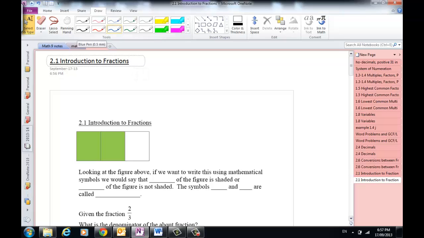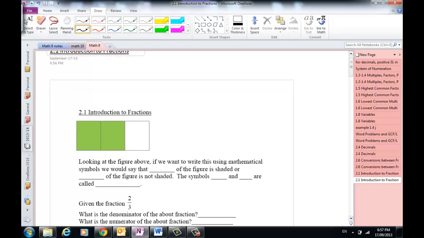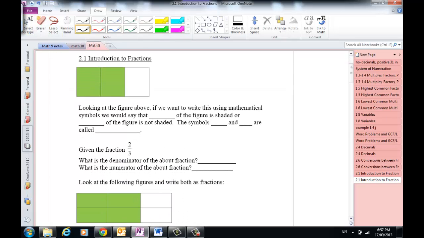So today we're going to look at an introduction to fractions. A lot of this you have seen. It's a review, but we're going to build off of that through the year. So we just want to go through things to make sure that you remember everything.